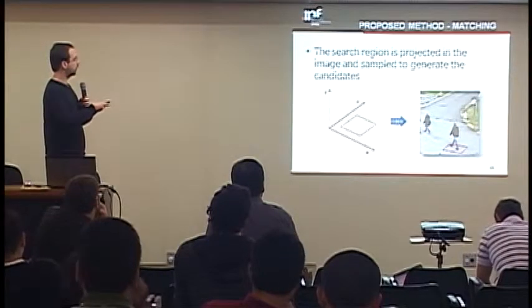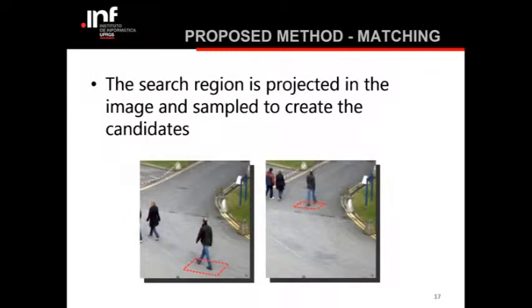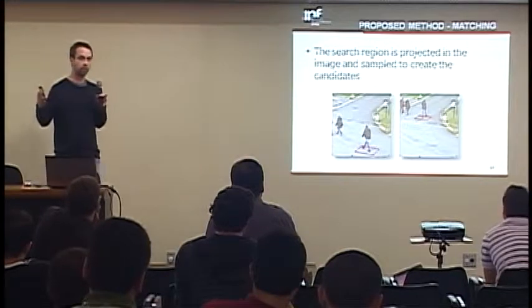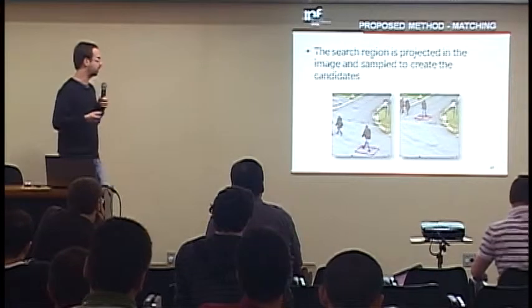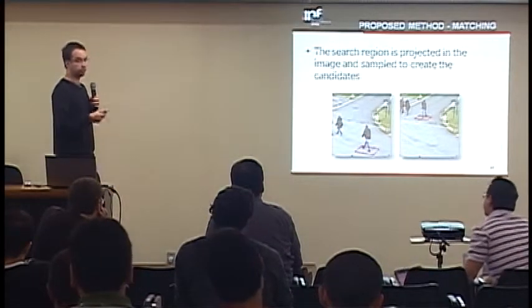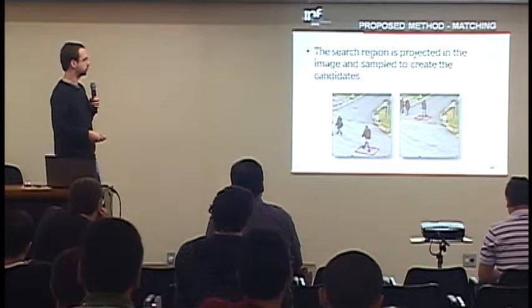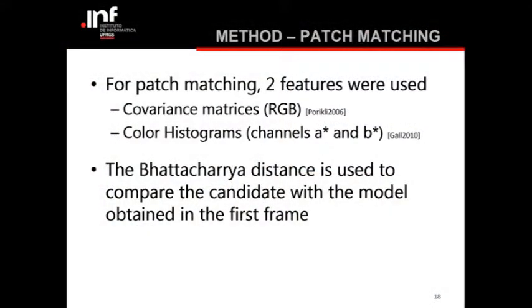So it becomes clear that the search region's size is going to depend on the position of the person, which is a good thing. If the person is too close to the camera, we need more candidates because the movement is going to be bigger, perceived by the camera. And when it's small, the movement is going to be smaller. So we have two examples here. You see that the search regions are not the same size. So now we have this set of candidates for each patch.